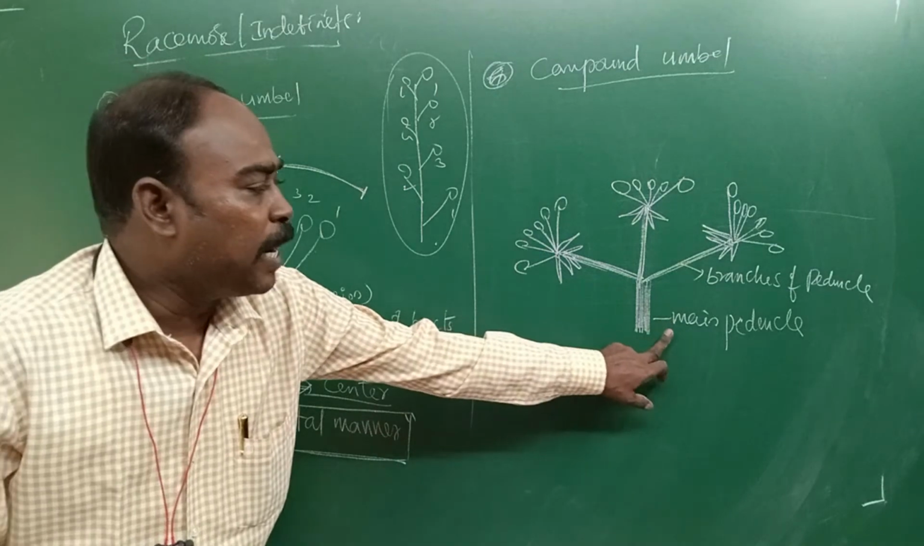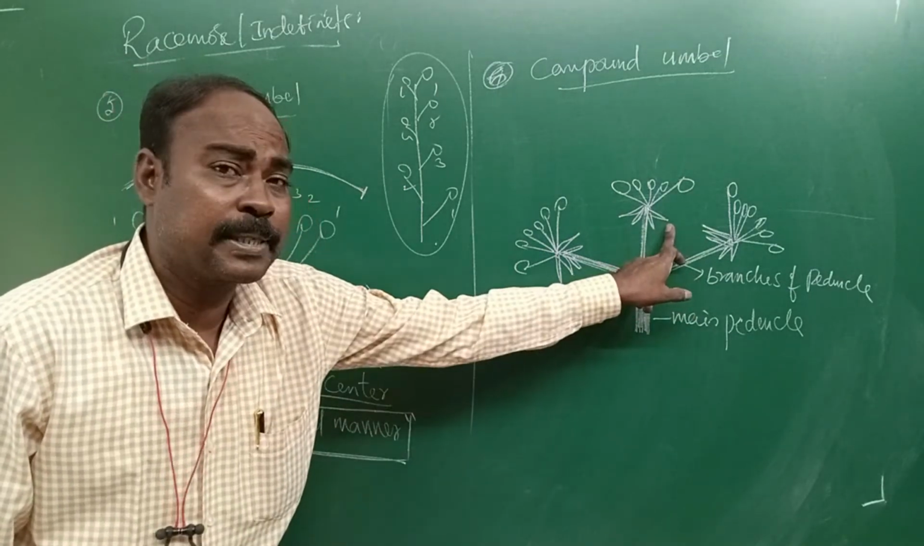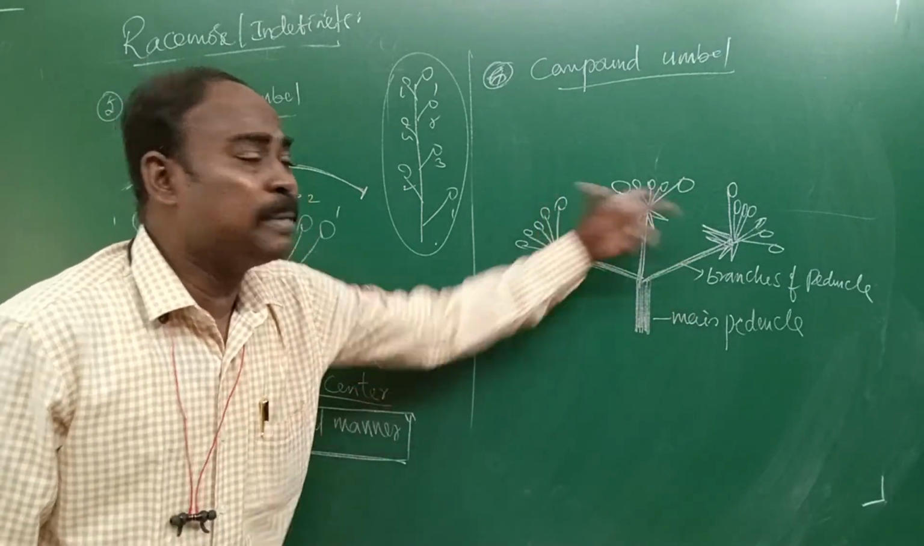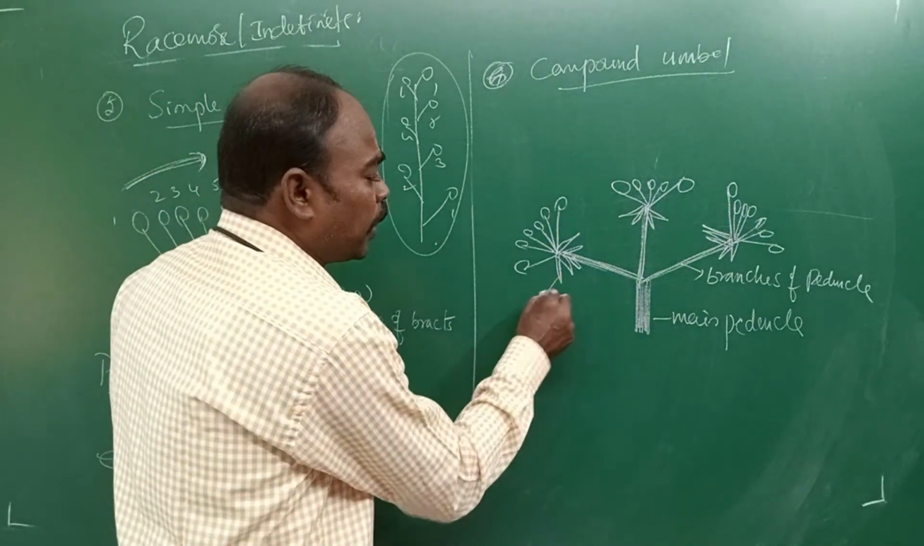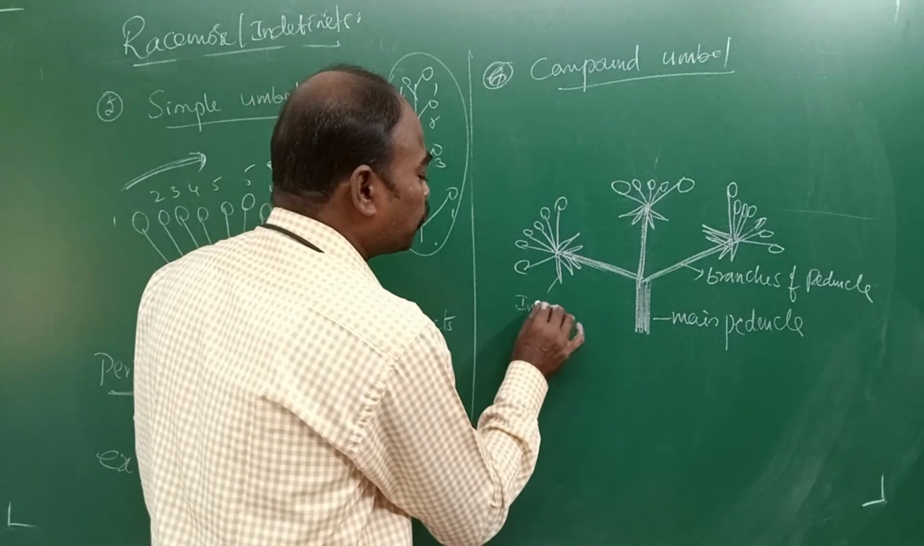So, the main peduncle produces branches. Each branch has a simple umbel. This is called compound umbel. Here also there is an involucre of bracts.